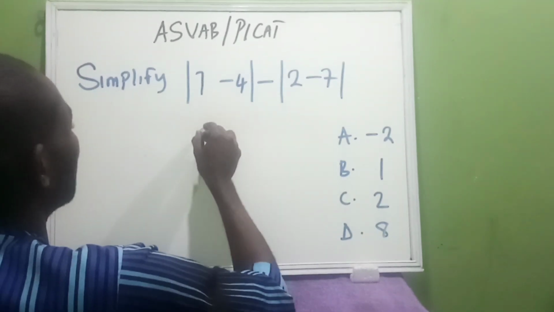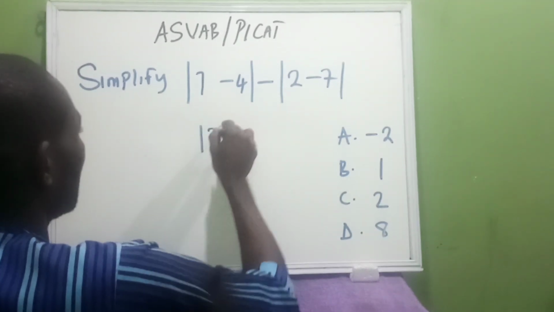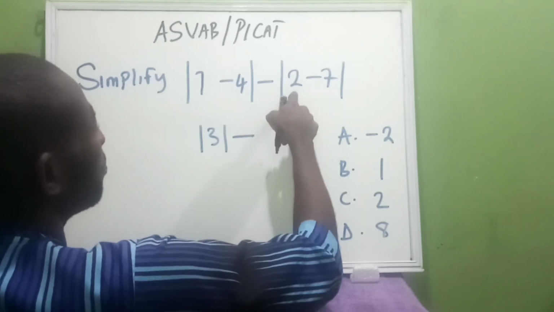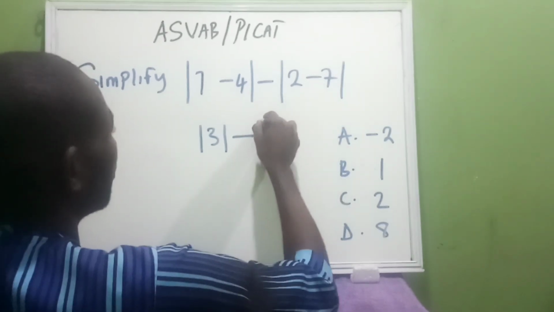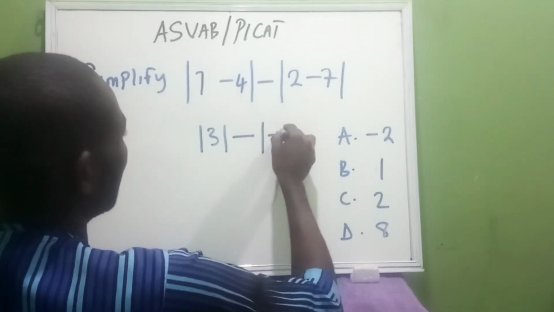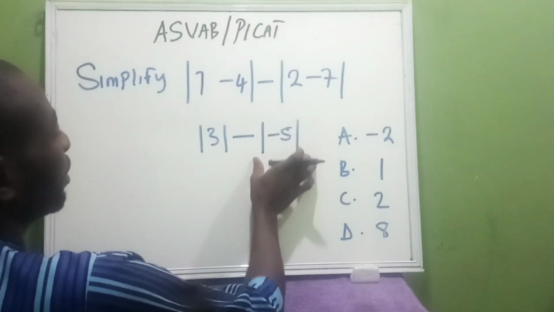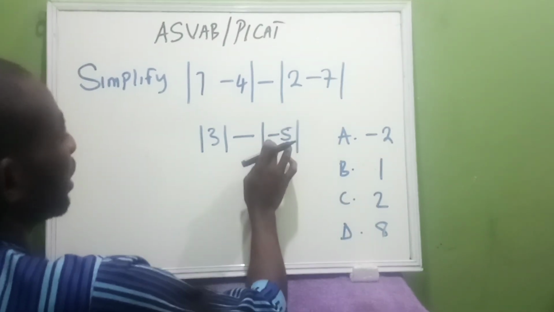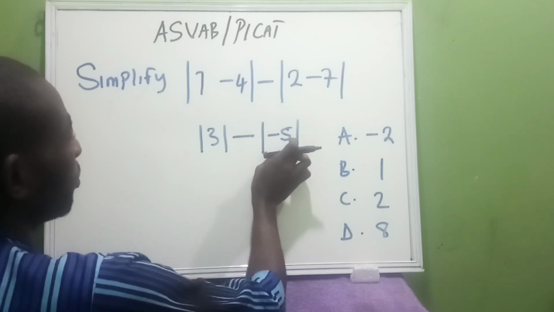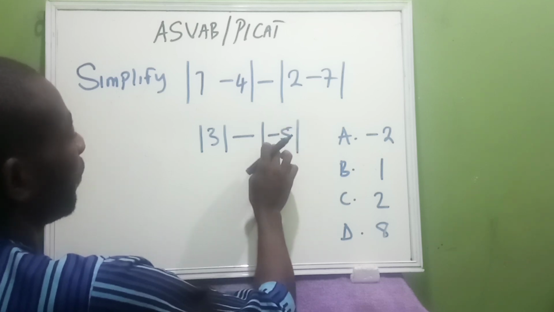What is 7 minus 4? It is going to give us 3. Alright, we have minus, and 2 minus 7 is going to give us minus 5. Now let's call the bin. Whenever you have these symbols, when there is a negative in these symbols, you ignore the negative and write the number.